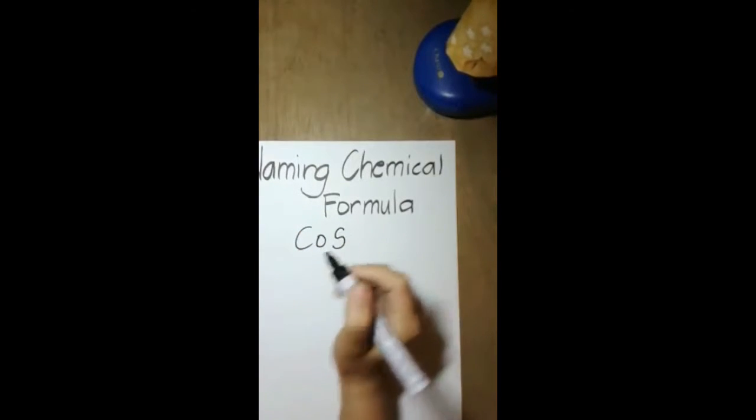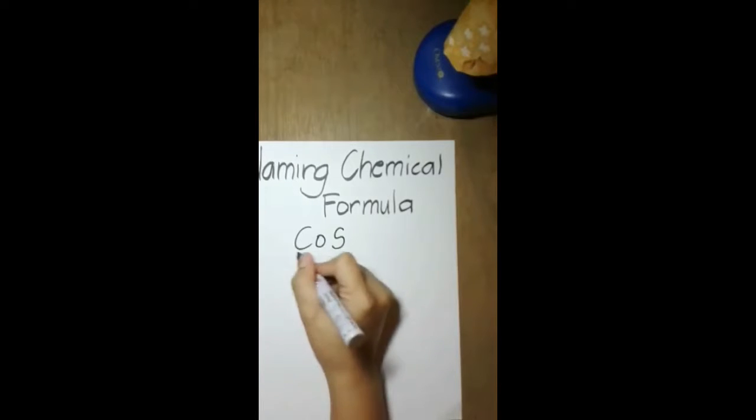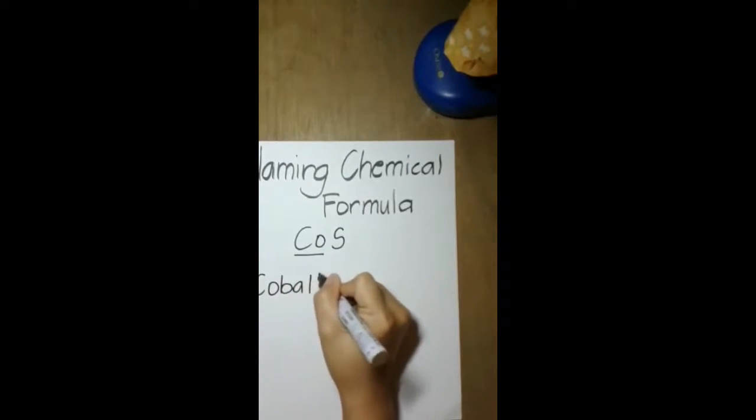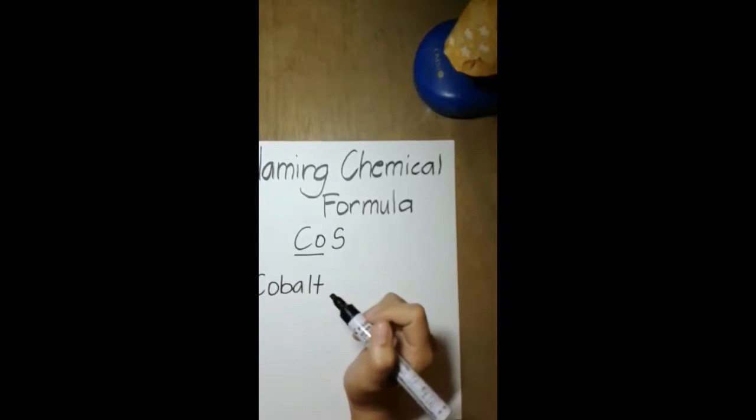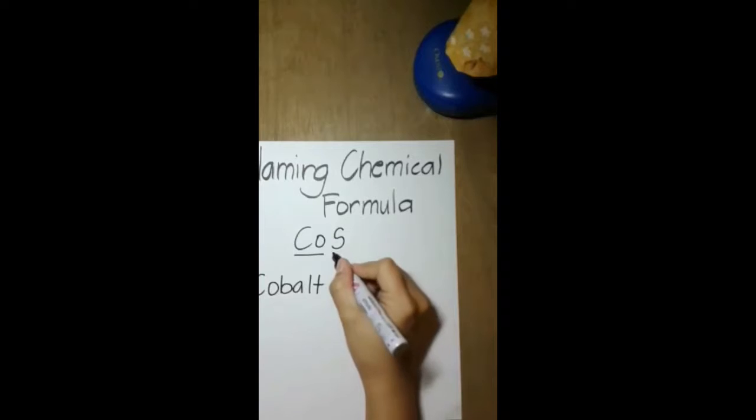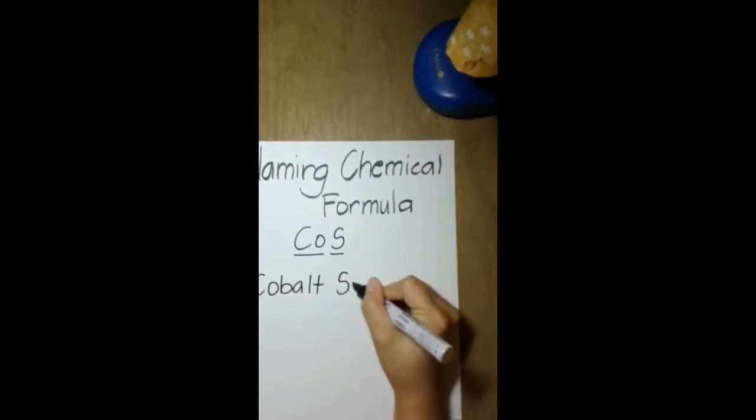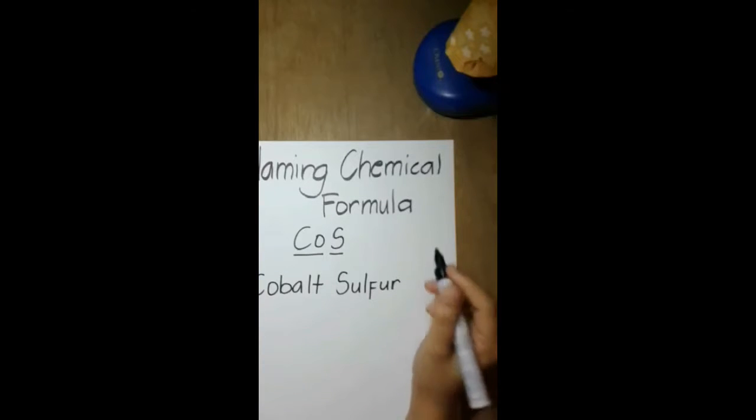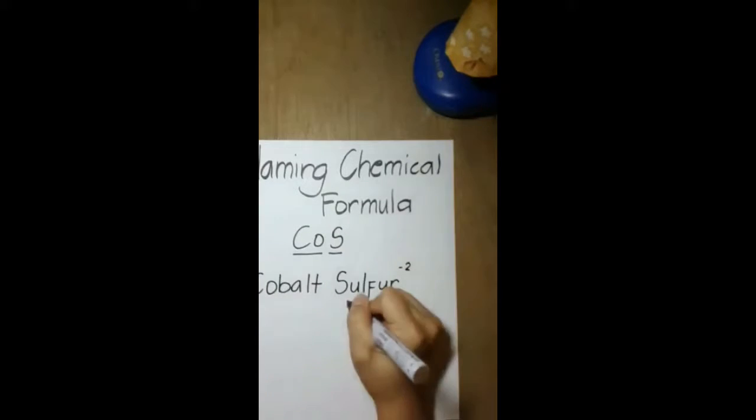CoS. The symbol Co is for cobalt. Cobalt is a transition metal, meaning we have to look at the following element. The symbol S is for sulfur. Sulfur is a non-metal which has a negative 2 charge.